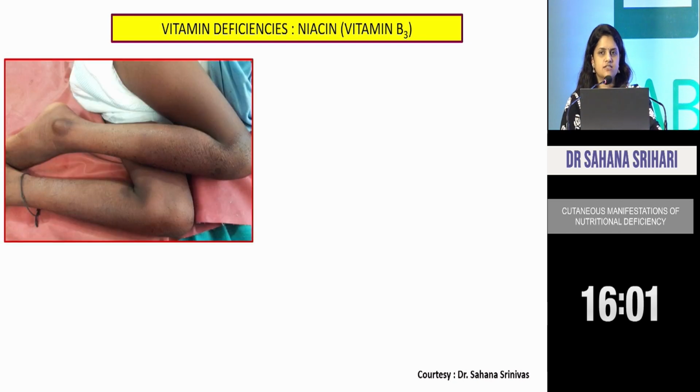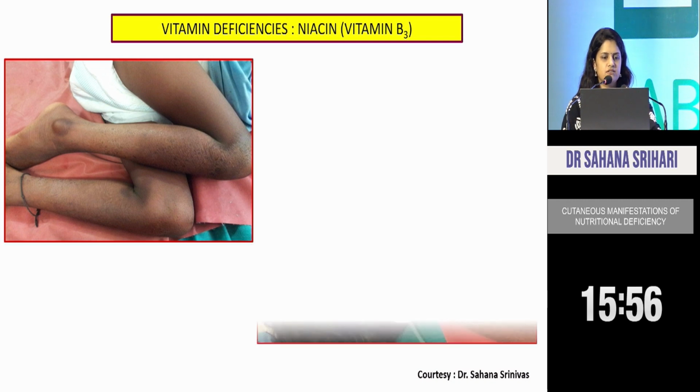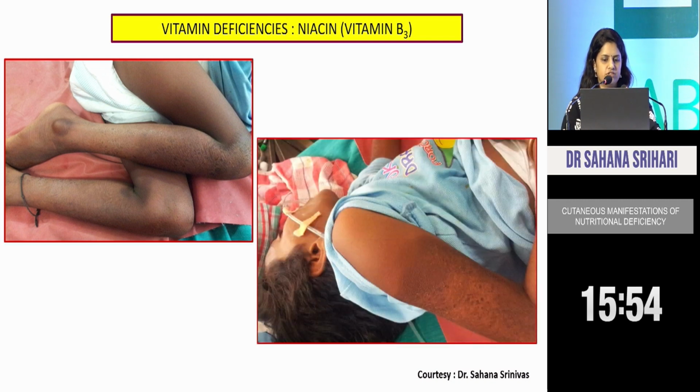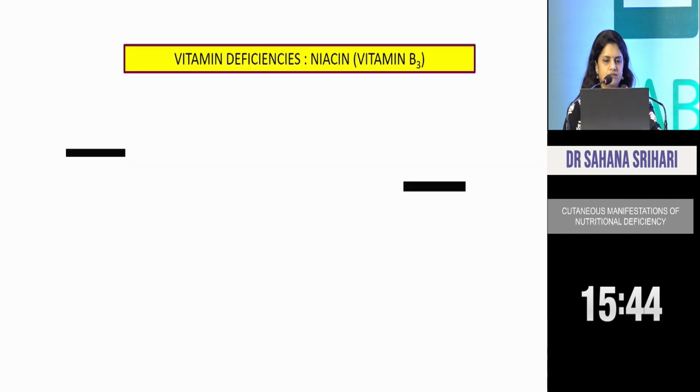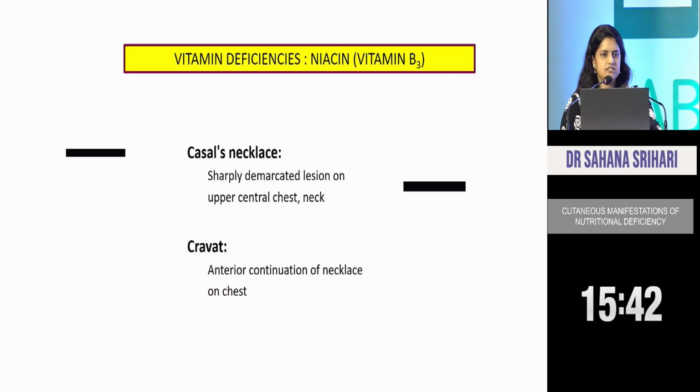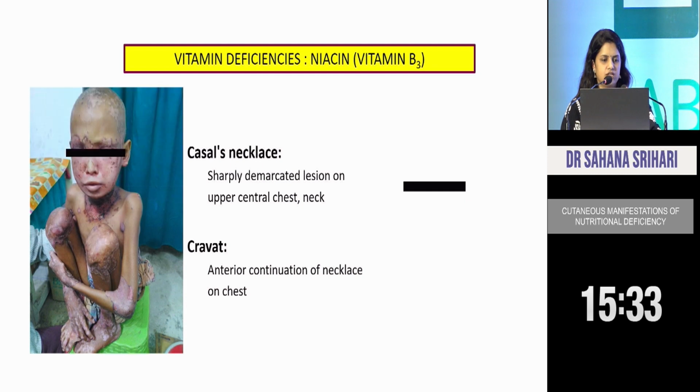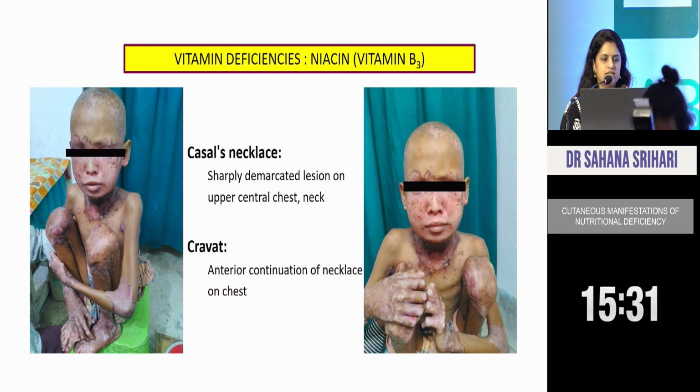The cutaneous features are hyperpigmented, scaly lesions with a sunburn appearance, as shown in the figure here. The lesions resemble a sunburn. The characteristic 4Ds in pellagra are dermatitis, diarrhea, dementia, and death. Here we also see lesions called Casal's necklace, that is a sharply demarcated lesion on the upper central chest and neck. When this continues over the anterior part of the chest, it's called a cravat. The lesions are erythematous, scaly plaques with well-defined borders.